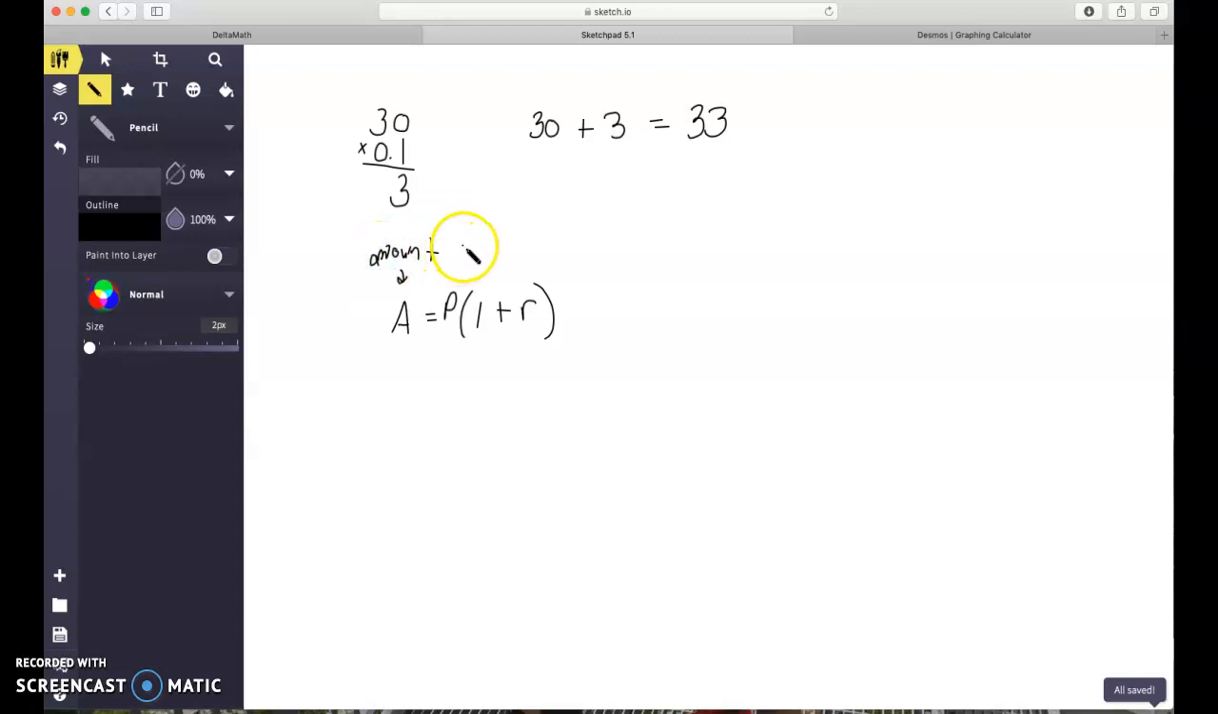Okay. Amount. And then P is your principal amount, or the amount that you start with. And R is your rate as a decimal. Since they gave us 10%, we know the decimal equivalent, which is what we need to do our calculations, is 10 divided by 100, which gives us 0.1.